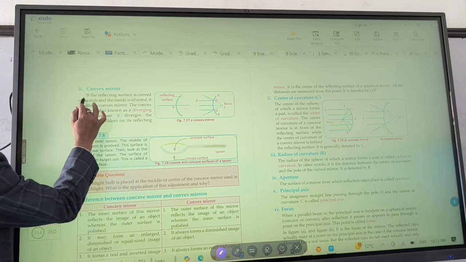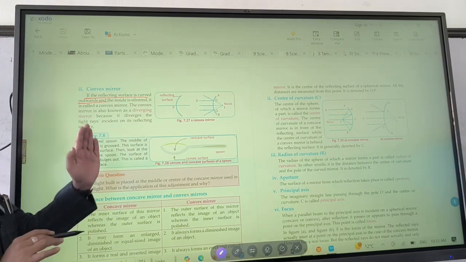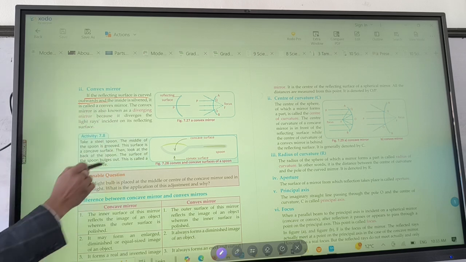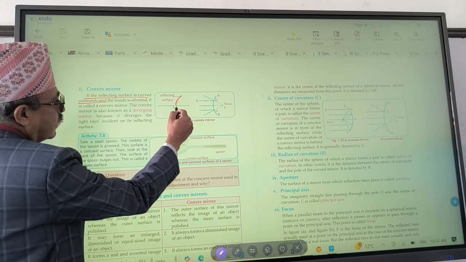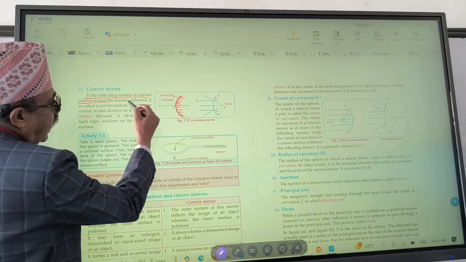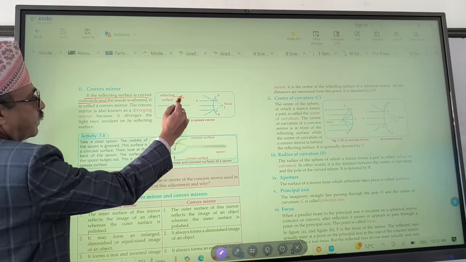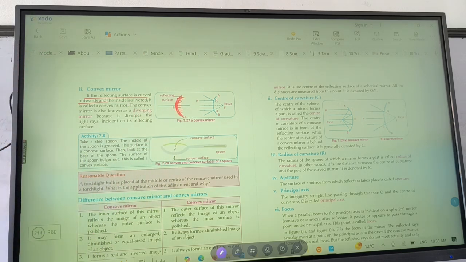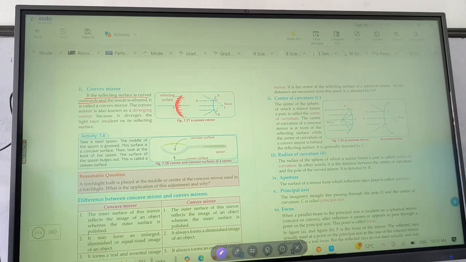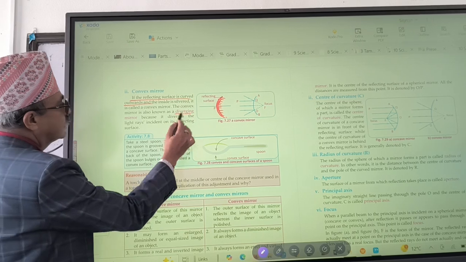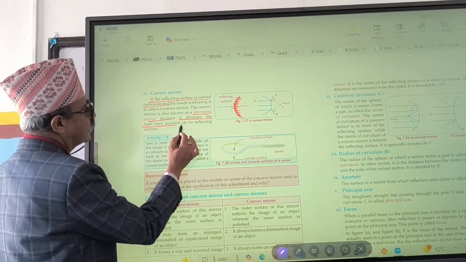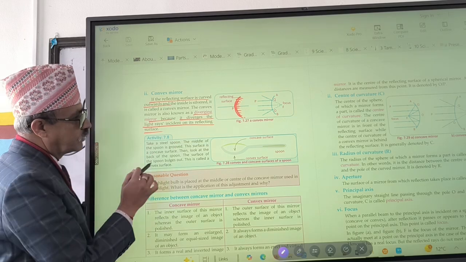If the reflecting surface is curved outside, right? Curved outside. Here you can notice. So, reflection takes place from the outer part and the inner part is painted. That type of mirror is called convex mirror. What is the other name of convex mirror? Diverging mirror. Why? Because it diverges the light rays incident on its reflecting surface.